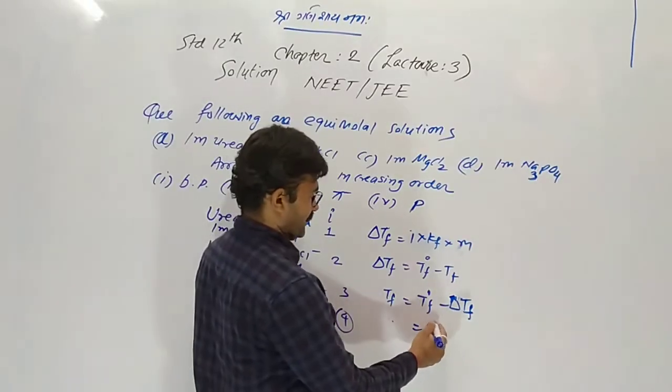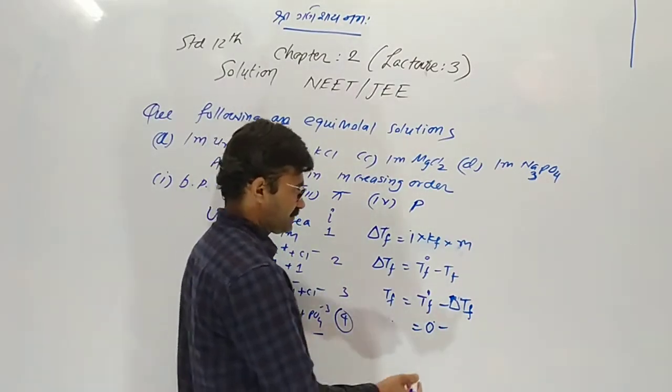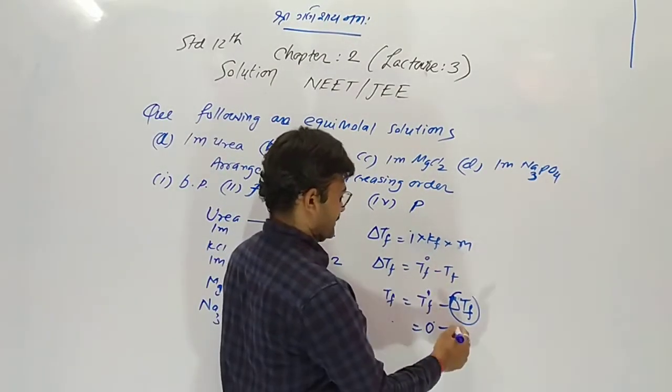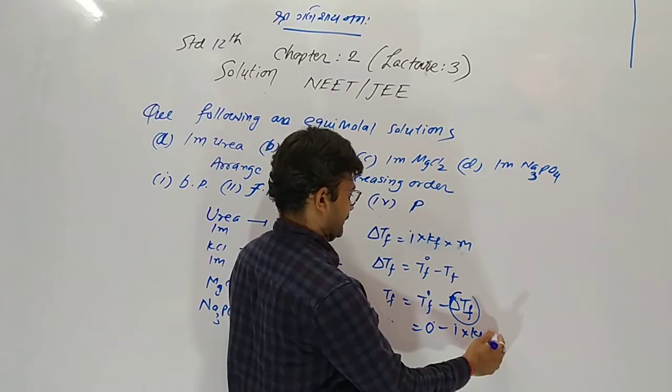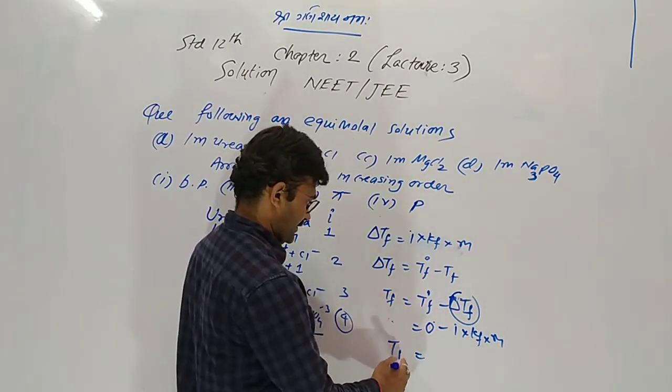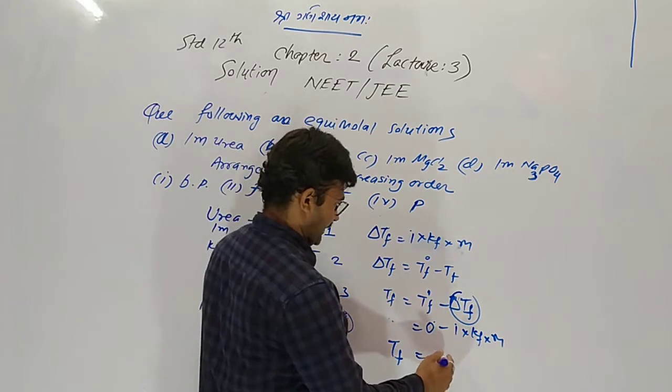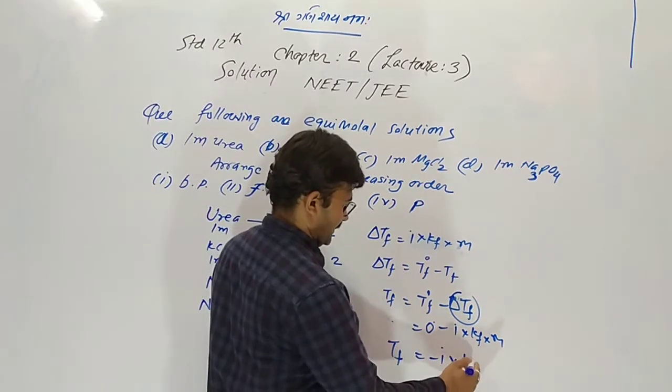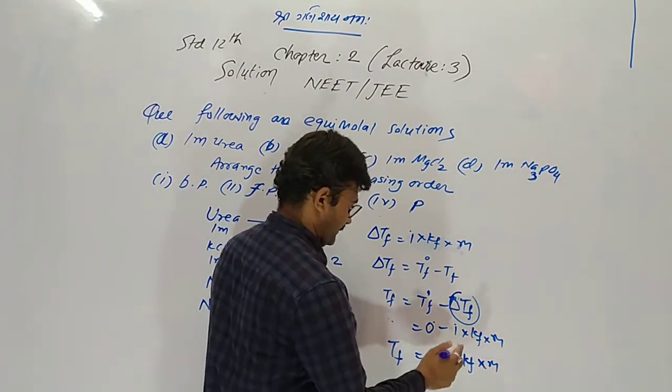T degree f for water is 0 degree. Delta Tf means i into Kf into m. Now listen. So minus i into Kf into m.